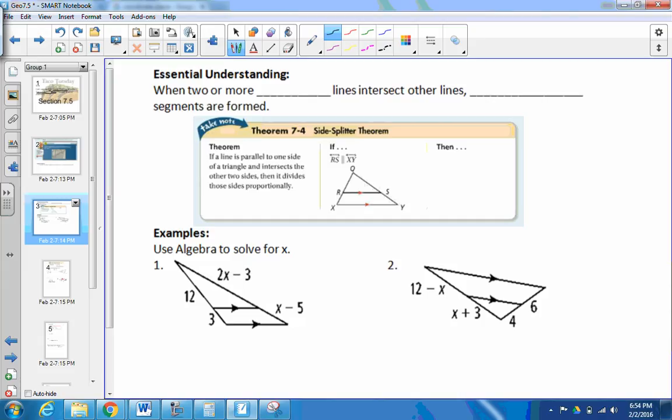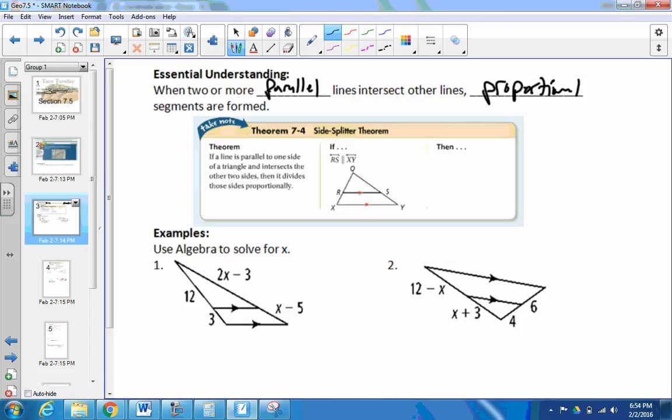When two or more parallel lines intersect other lines, proportional segments are formed. Okay? Proportional segments are formed. Meaning, if we look at this theorem, it says if a line is parallel to one side of a triangle and intersects the other two sides, then it divides those sides proportionally.